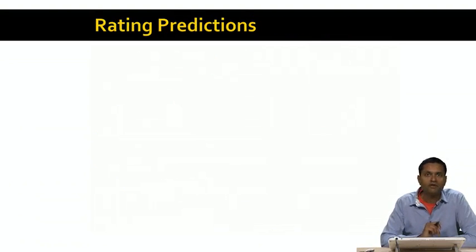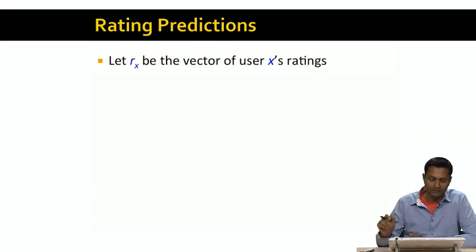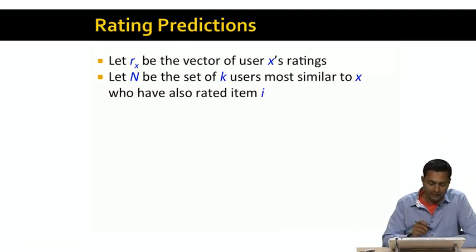Great, now we've come up with a way of estimating similarity between users. Once we have this, how do we actually make rating predictions for a user? So here's a problem. Let's suppose Rx is the vector of user X's ratings. And what we're going to do is use the notion of centered cosine similarity to find a set N of users, which we'll call the neighborhood. The neighborhood consists of k users who are most similar to X.